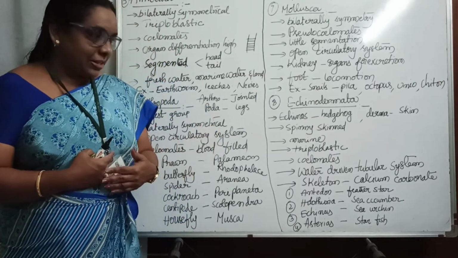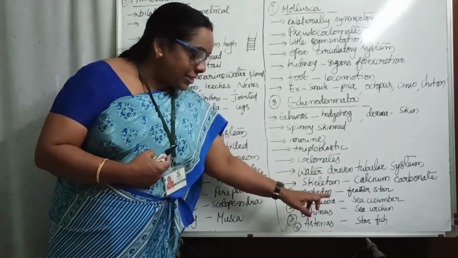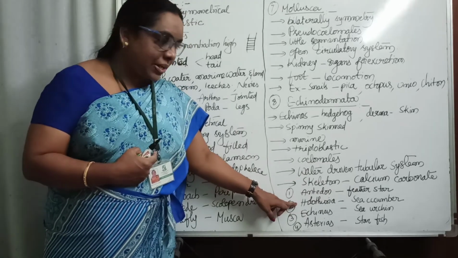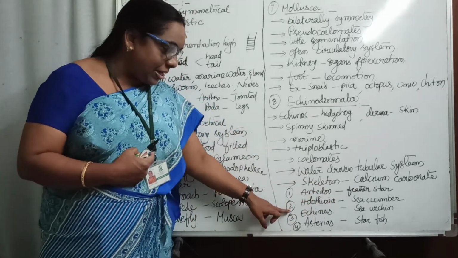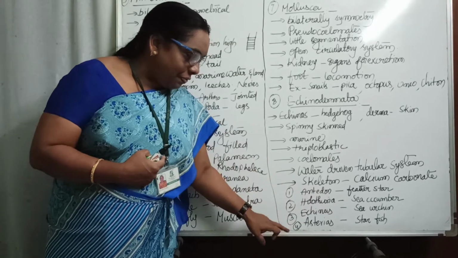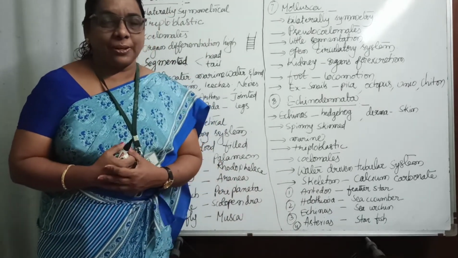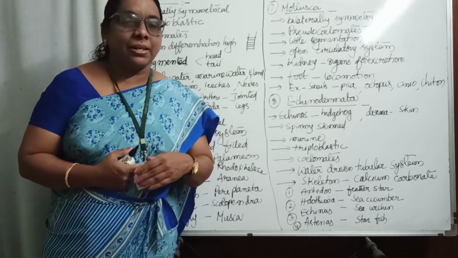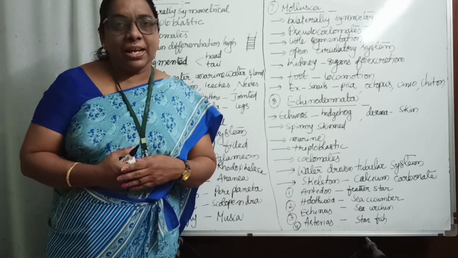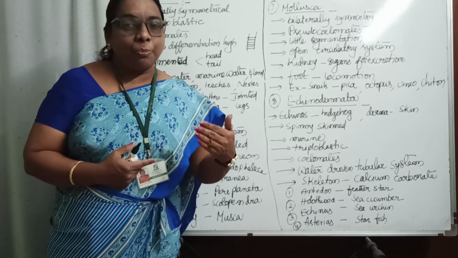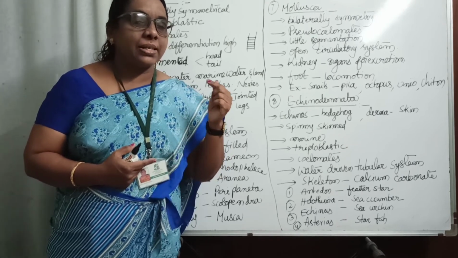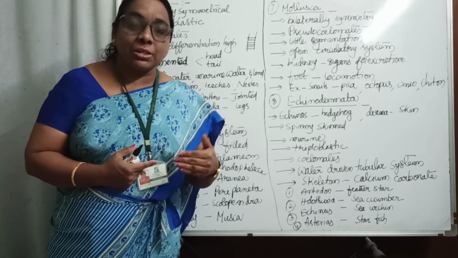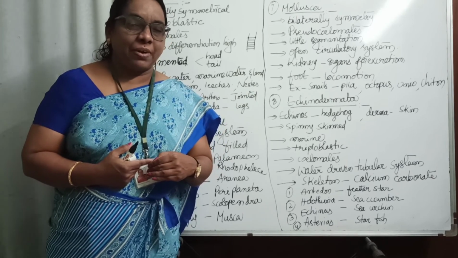Let me say once again. The feather star is Antedon, sea cucumber is Holothuria, sea urchin is Echinus, and starfish is Asterias. Okay children, that's all. We completed all the invertebrates, eight phyla we studied, and in the next class I'll explain about Protochordata, which is a connecting link between invertebrates and vertebrates, and we'll study the vertebrate phyla also.